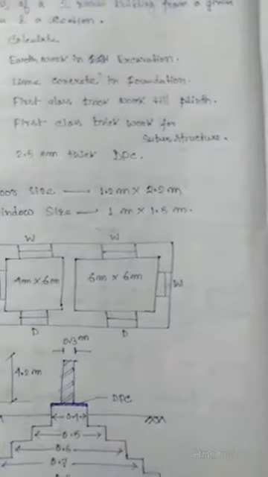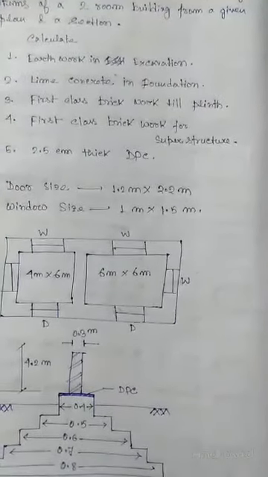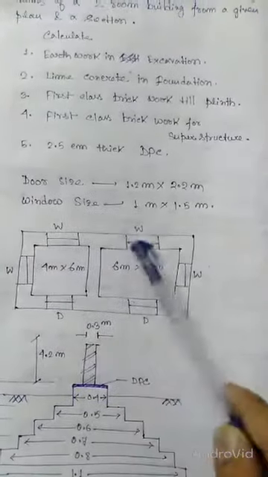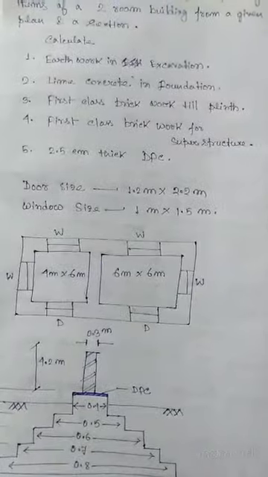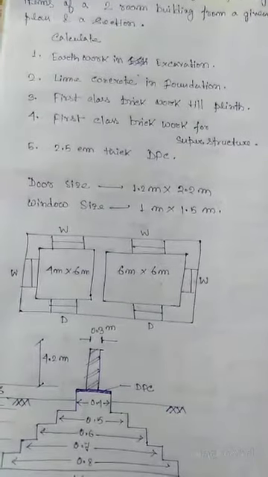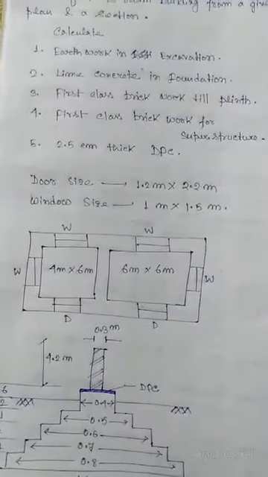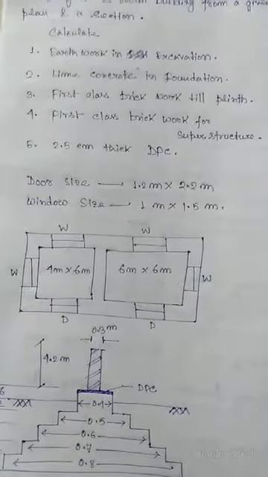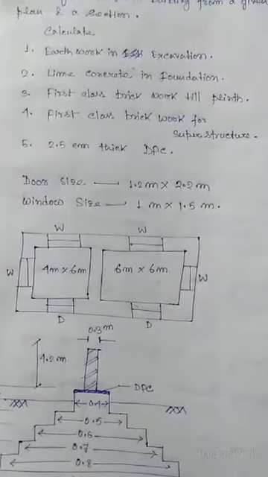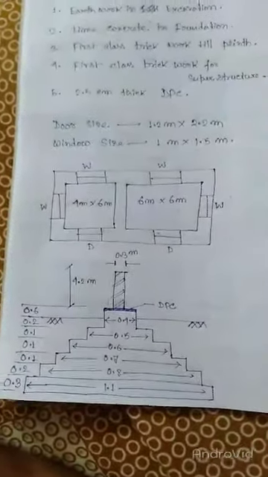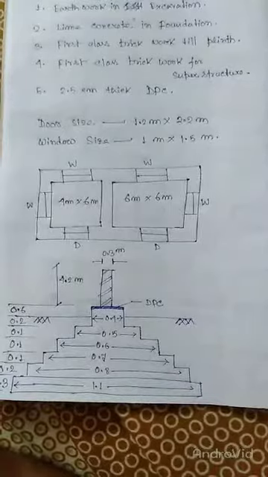They have given 2 doors, and there are 4 windows. These are the doors, and these are the windows. Doors are denoted by D, and windows are denoted by W. So this is the plan given for the superstructure. Also a section is given. So this is the section. The section is given like this.